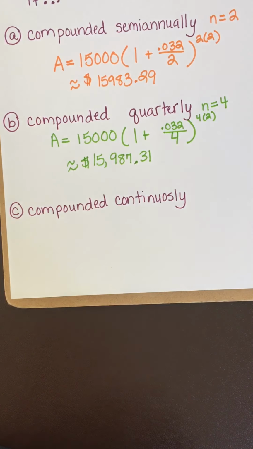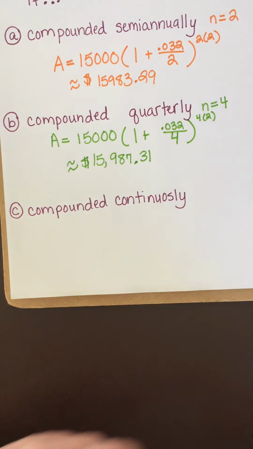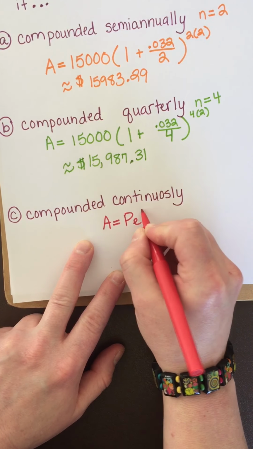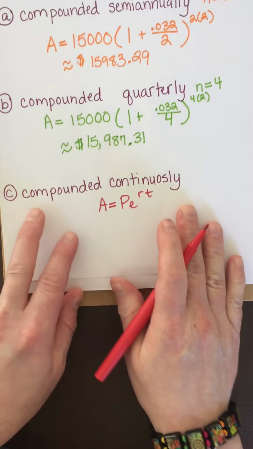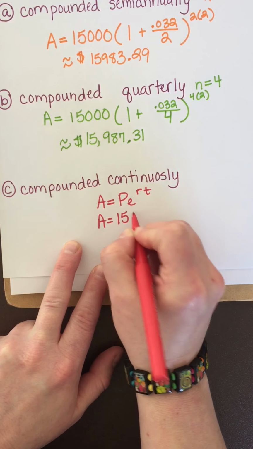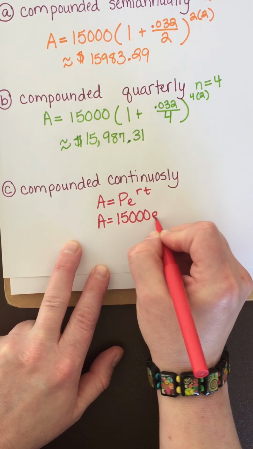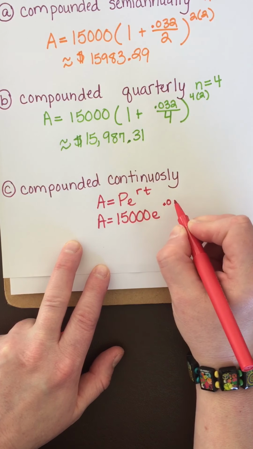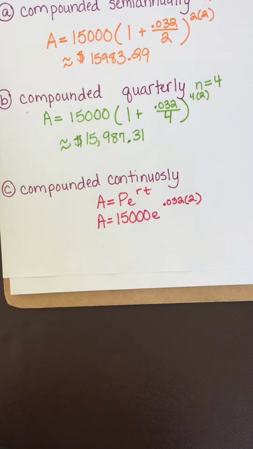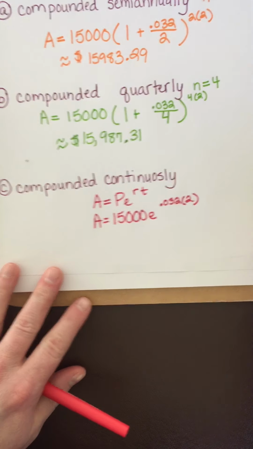All right, and then let's look at compounded continuously. So this will be the formula with our e in it. A equals P times e to the rt. Going to plug in these same values. P is 15,000. e, the rate is 0.032, and then the time is 2 years. Again, going to plug that into the calculator.